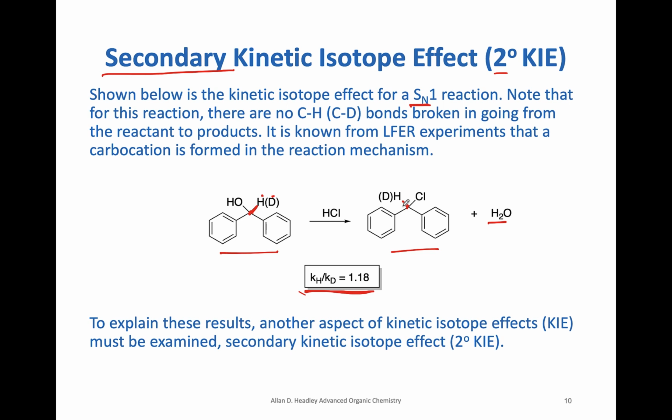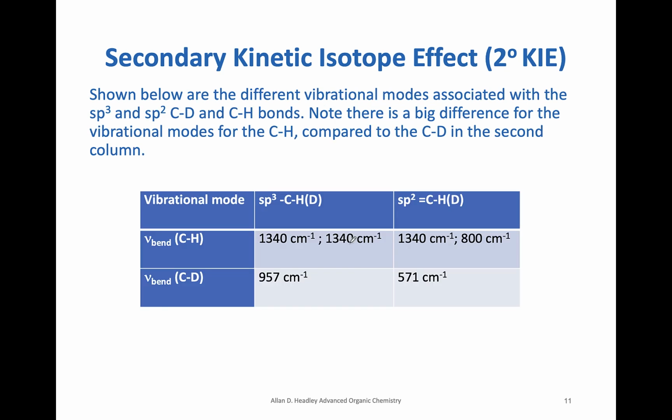Conclusion: the CH bond is not broken in going from reactant to product, as we have seen before. So it's not a primary kinetic isotope effect, and that's why it's different. This one is called a secondary, and we'll see why in a second. But let's see how we can explain these results.